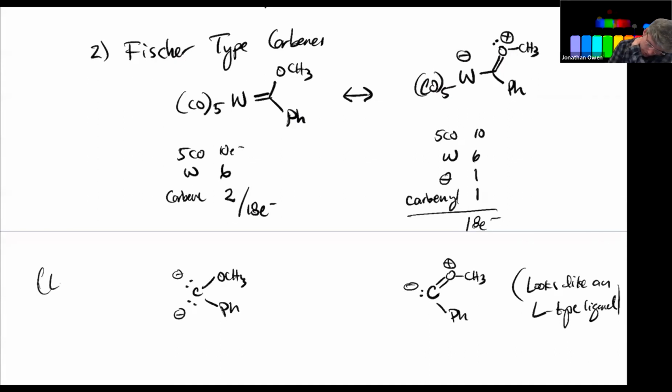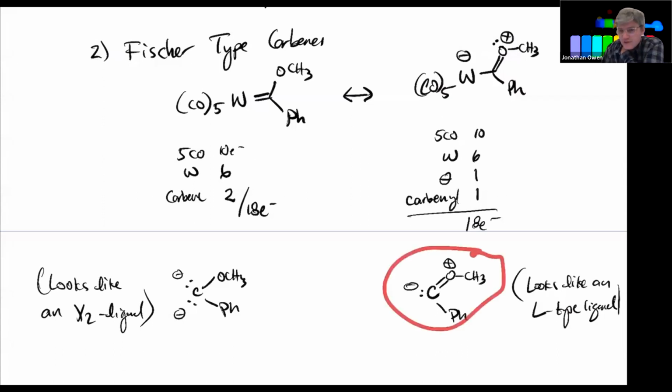Whereas the one on the left looks like X2. Notice how if we were to pull this fragment off on the right-hand side, you're actually removing a neutral fragment overall. It's a neutral fragment with a lone pair on carbon. That can act as an L-type ligand, which makes it a lot easier to count that molecule's oxidation state.